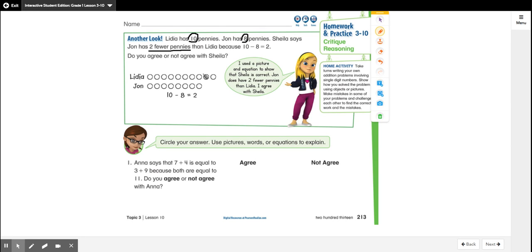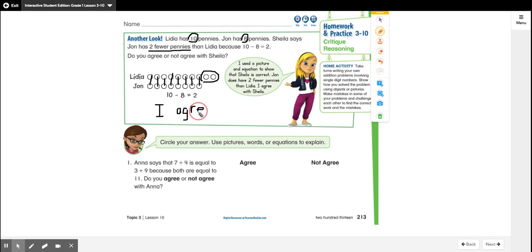Well, we can just look right at our picture. We can make the pairs just as we did before and see how many are left over, and that would be the answer. 10 minus 8. How many are left over without a pair? 2. So 10 minus 8 equals 2. That is correct. I agree with Lydia. I'm sorry, with Sheila. I agree with Sheila. She is correct that John has 2 fewer pennies than Lydia.